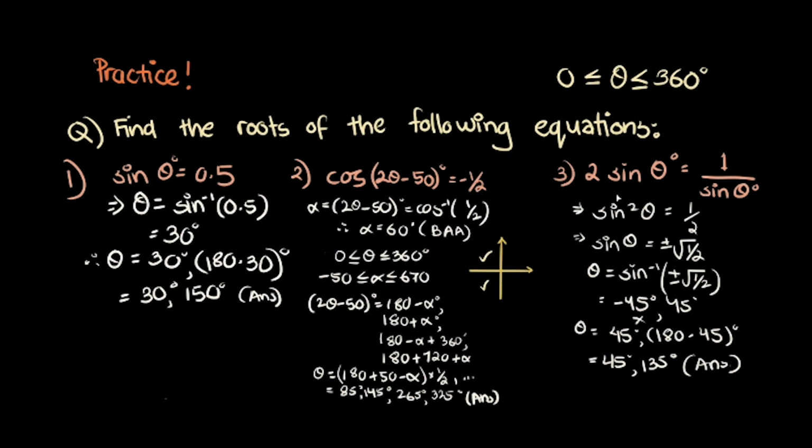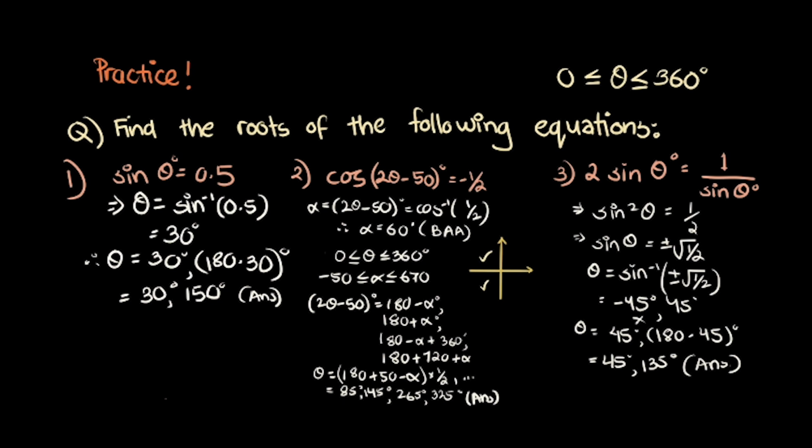For number 2, the values of theta fall in the negative regions, namely the second and the third quadrant. Make sure to change the interval in accordance to the question. To make the calculation easier, I assume 2 theta minus 50 to be alpha. Do not forget to rearrange and make theta the subject at the end.